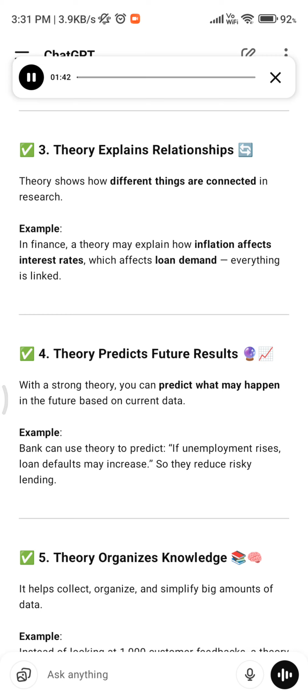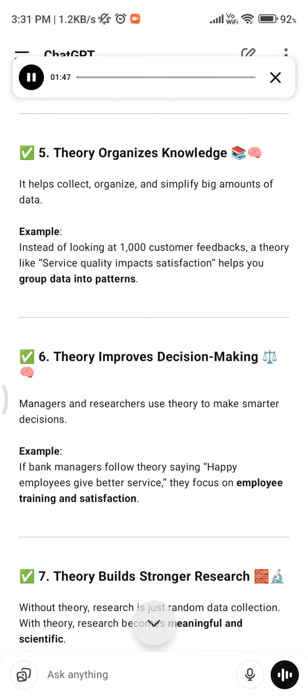5. Theory organizes knowledge. It helps collect, organize, and simplify big amounts of data. Example: instead of looking at 1,000 customer feedbacks, a theory like "service quality impacts satisfaction" helps you group data into patterns.